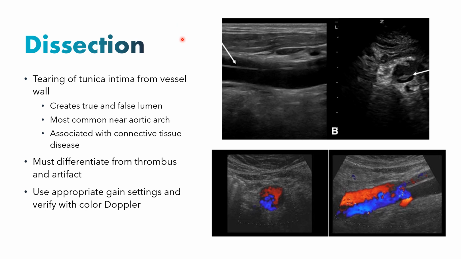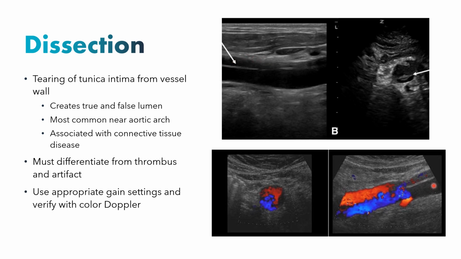Another big concern in our arterial system would be dissection. We're not the best with ultrasound at looking at the thoracic vessels unless you're doing a full echo exam, and even that has some limitations. Most dissections occur off of the aortic arch, but they can occur anywhere in the body. A dissection is the tearing of the tunica intima from the medial wall, and it creates a true and false lumen. The true lumen is the original lumen that's still moving blood flow through. The false lumen is basically a blind end.